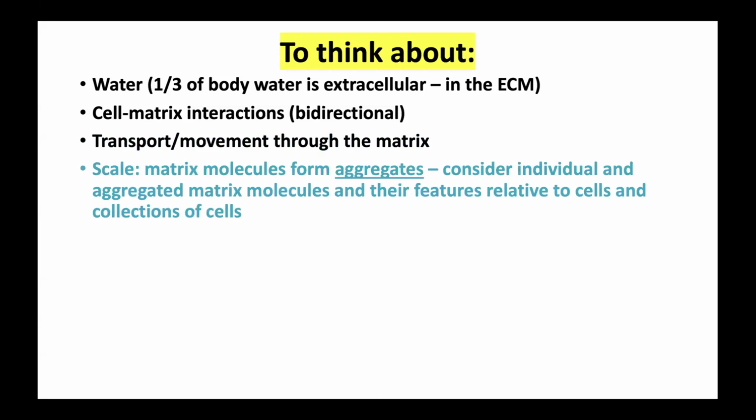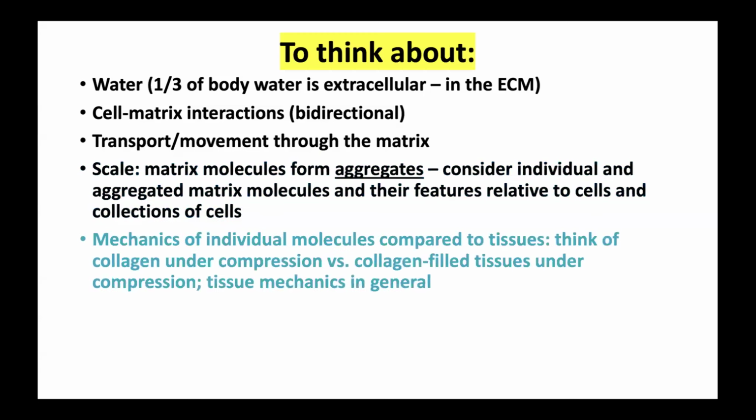The next thing is to think about scale. I've highlighted this many times, but matrix molecules form aggregates, and they may have different behavior if they're individual molecules versus aggregated molecules, particularly if they're heterogeneous aggregates. So this is just something important to keep in mind. Similarly, the mechanics of individual molecules compared to the mechanics of tissues are going to be quite different. If we compress collagen versus compress collagen-filled tissues, or cell-filled tissues with collagen, there are going to be completely different kinds of mechanics.